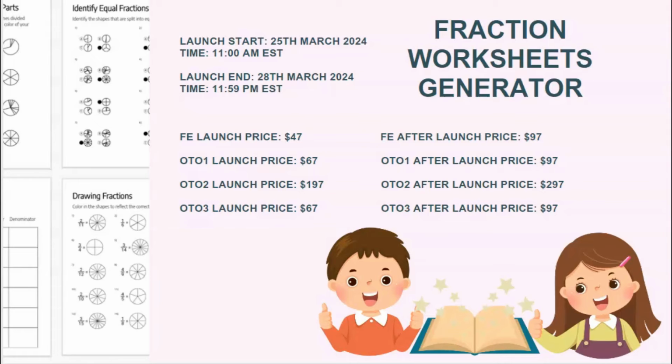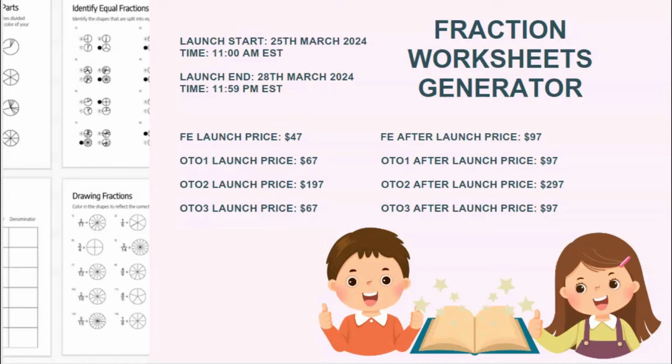And then if you wanted to have more difficult levels of your fractions, if you want to, for example, make books that are for more advanced students, then the second upgrade, the OTO 2, is ideal for that. That is packed with tons of functionality, and that's why the price is a bit steeper. It's $197 during the launch, which will go up to $297 after it. So that's a $100 increase.